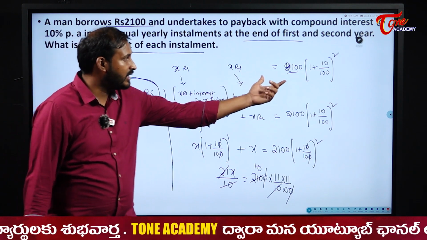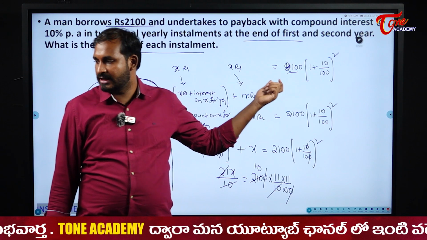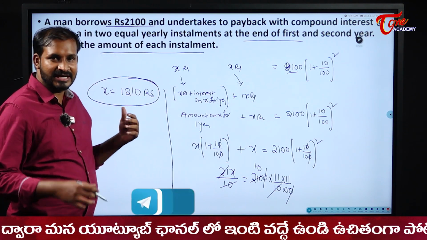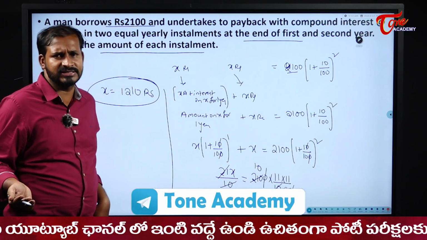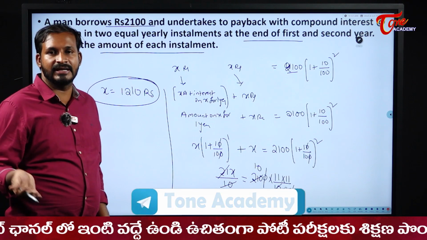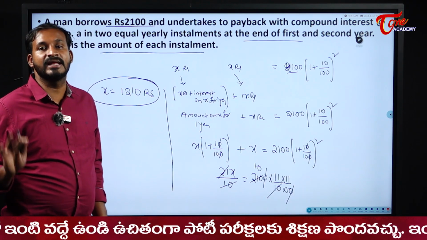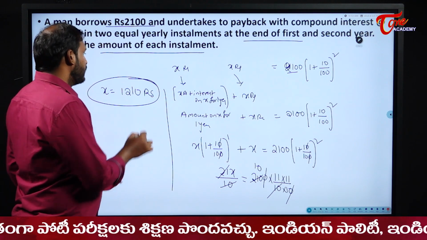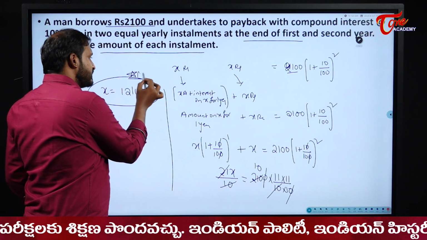Okay, this is the principal. 2100 is actually, in this case, the principal. So that is the reason our installments sum will be greater than the principal. Obviously, the installments sum will be greater than the principal, but it will be less than the amount. Remember this one. The concept remains the same.